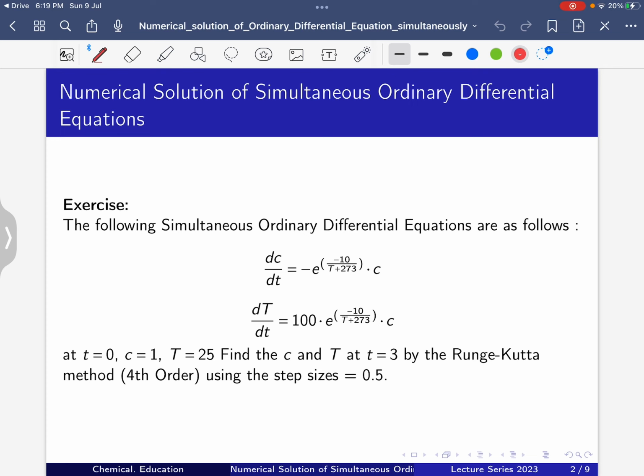One ODE is dC by dt is equal to minus e to the power minus 10 over (T plus 273) into C, and another is dT by dt is equal to 100 into e to the power minus 10 over (T plus 273) into C. Now here C and capital T are dependent variables, and small t is the independent variable.